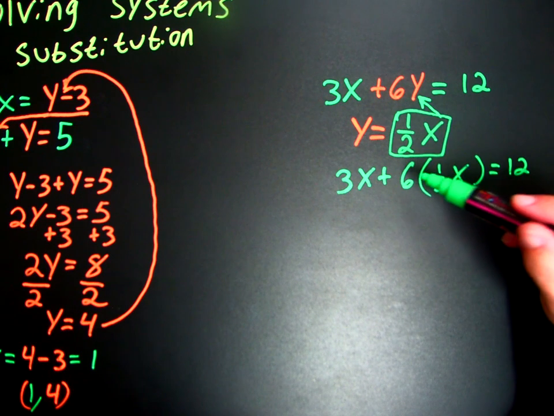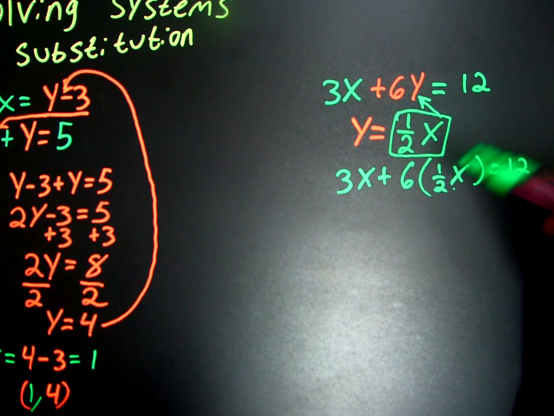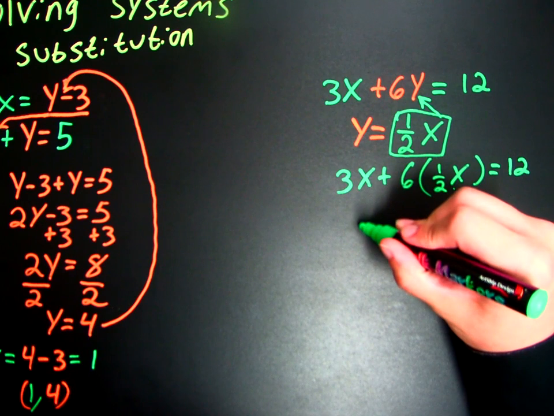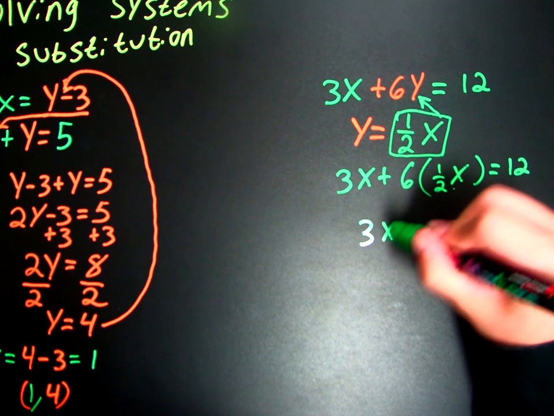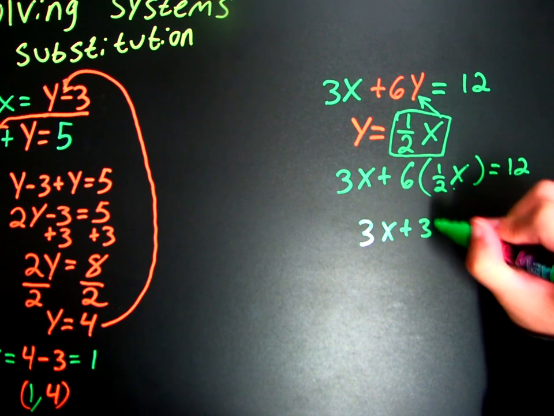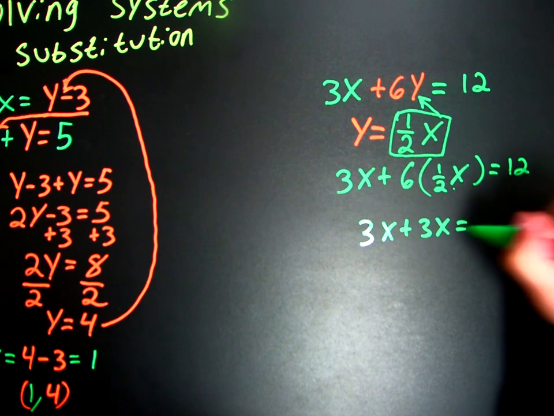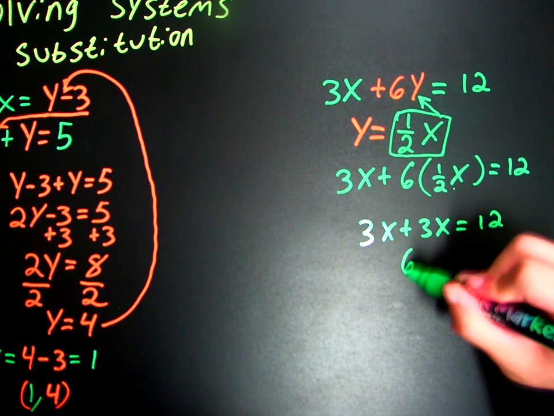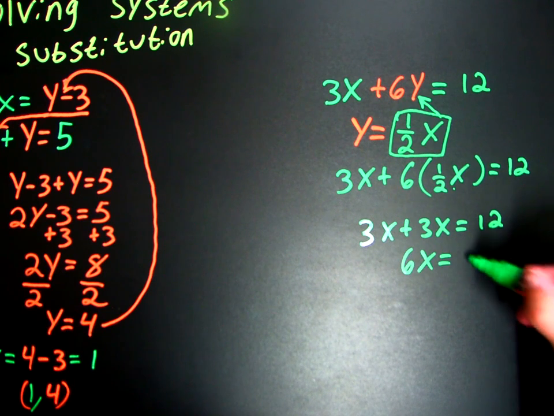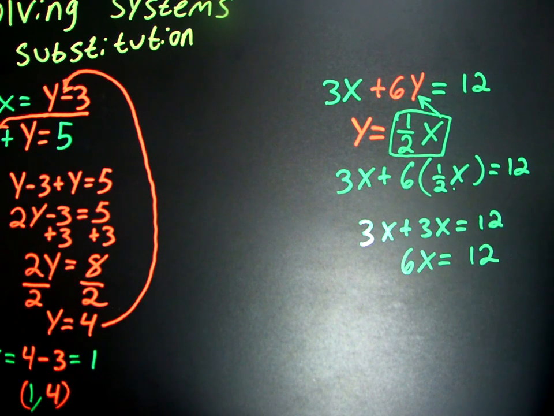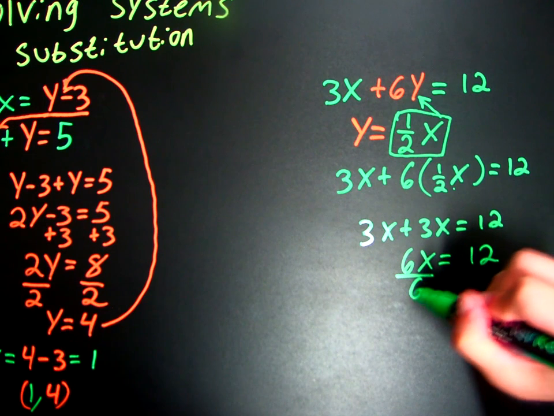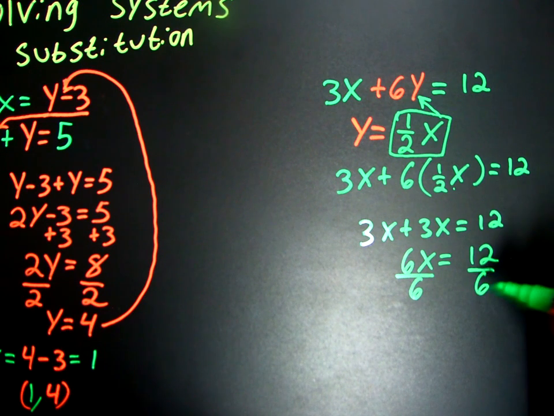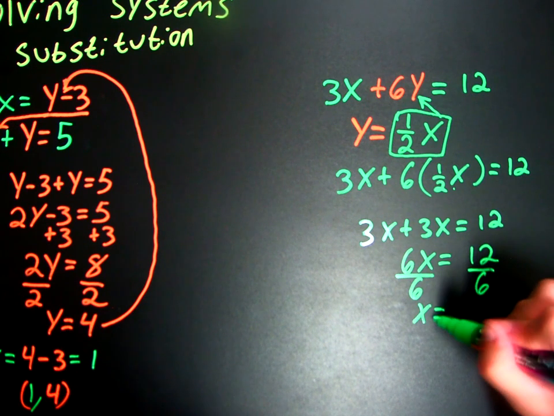Now we can go ahead and do this. Well, what's 6 times 1/2? It's just 3. So we'll get 3x plus 3x equals 12. 6x equals 12. Divide by 6. X equals 2.